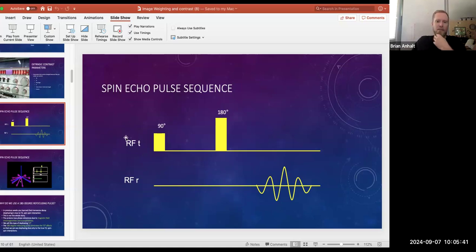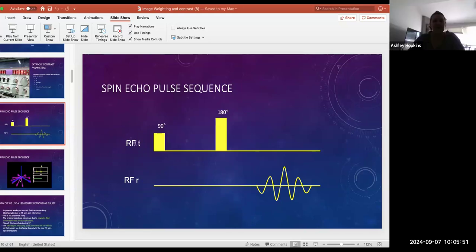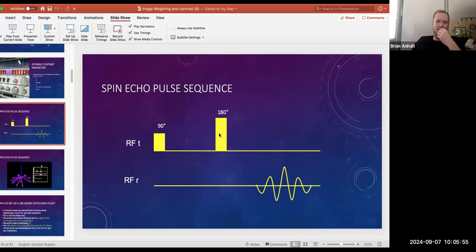Does anyone know what that stands for? Obviously, radio frequency energy. That's one of our transmitter? Yeah, it's our transmit, and you're exactly right. This is our RF into the patient. This is the RF back from the patient. RF receive, RF transmit, RF receive. Notice we have a 90 degree followed by a 180 followed by the signal.